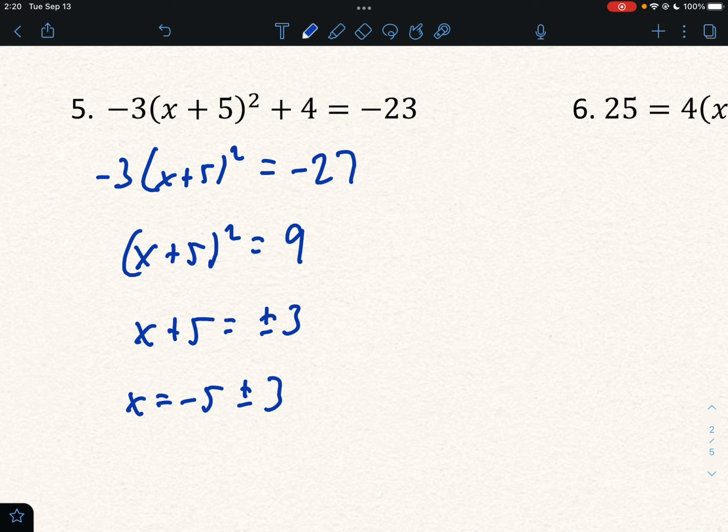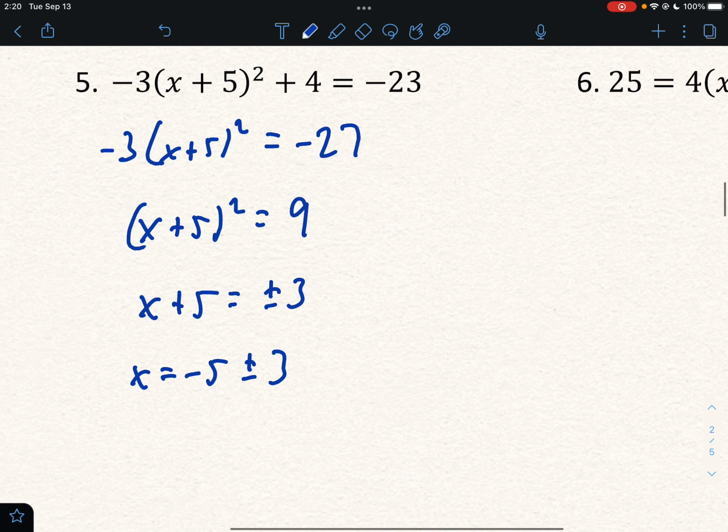Now, I would not want you to leave your answer like that, though. We can do these operations pretty easily. -5 plus 3 and -5 minus 3.